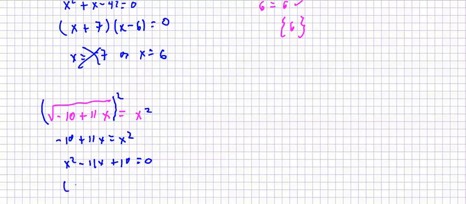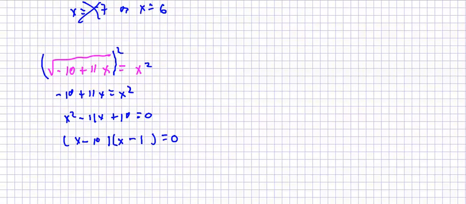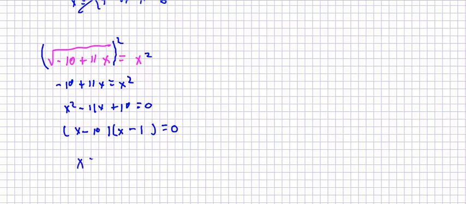I'm going to factor. Again, you have the choice. You can solve it any way you want. And we have minus 10 and minus 1. X therefore is 10, or x is equal to 1. Now, we go back to our original equation, the square root of negative 10 plus 11x equals x. They're both positive, so we're good here.